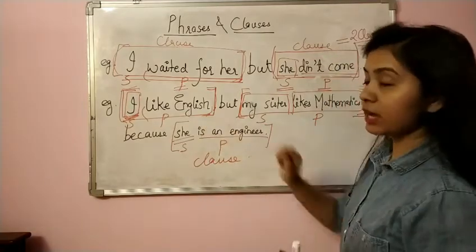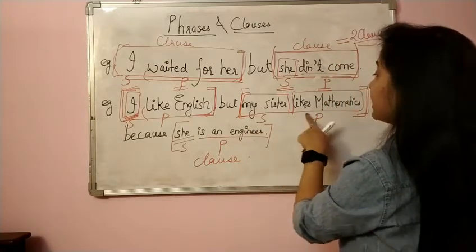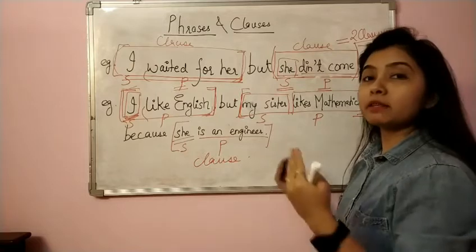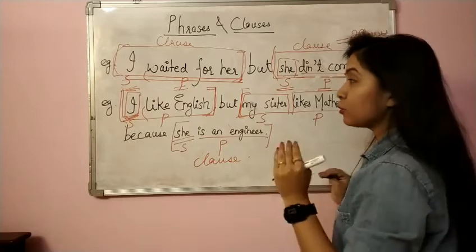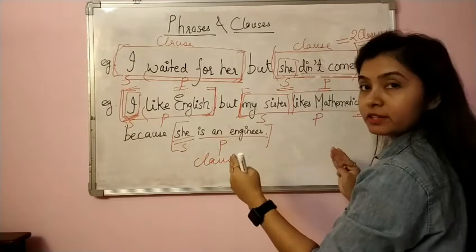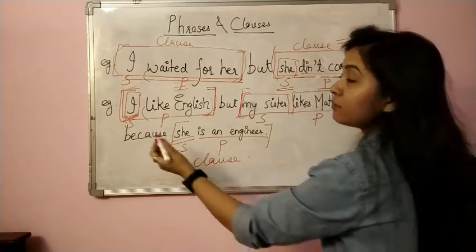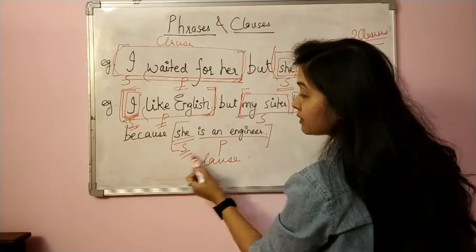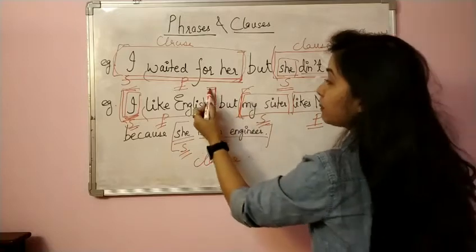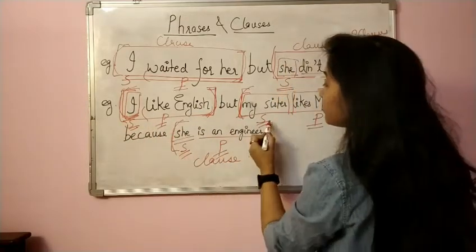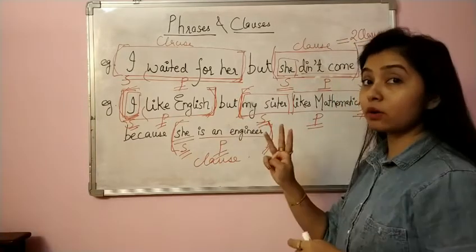I like English, but my sister likes mathematics because she is an engineer. So, I like English has one complete meaning. मुझे English पसंद है. My sister likes mathematics. मेरी बहन को mathematics पसंद है. She is an engineer. वो engineer है. तो ये तीनों जो group of words हैं, उनका complete meaning है. They can stand alone, and they have a subject and a predicate involved, hence all these three parts will be known as clauses, and hence this is an example of a sentence which has three clauses involved.